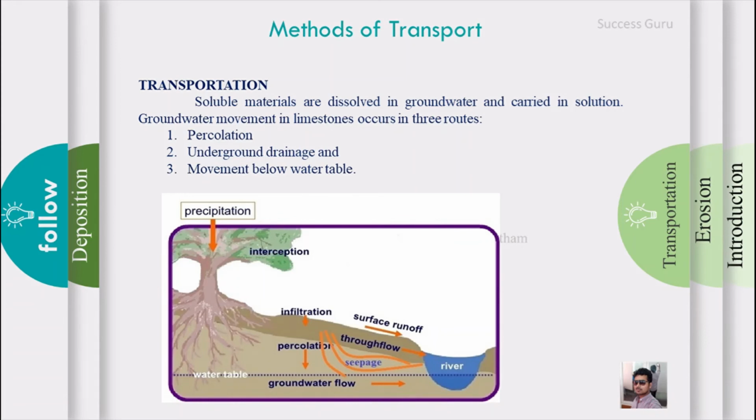The second one is the underground drainage. When there is caves or caverns, the water runs freely and that forms the underground drainage. And third one is the movement that is below the groundwater table, which is actually very slow. So we'll see the depositional features of the groundwater after a short break.